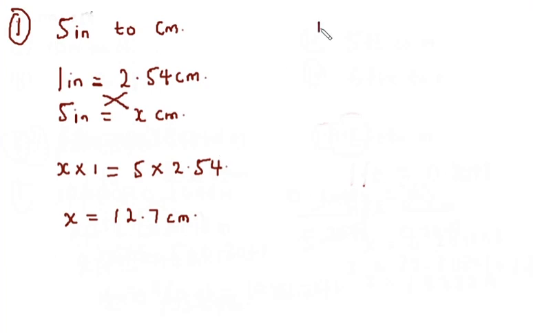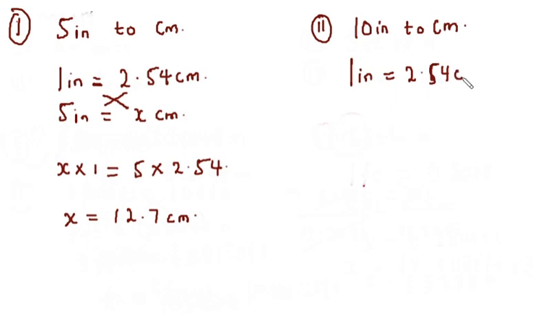Now if we take another example, say 10 inch to cm. You want to pause the video and try this one out yourself. Like we did before, we introduce the constant conversion term. So this is 1 inch equal to 2.54 centimeters. So for 10 inch, we would have x centimeters.